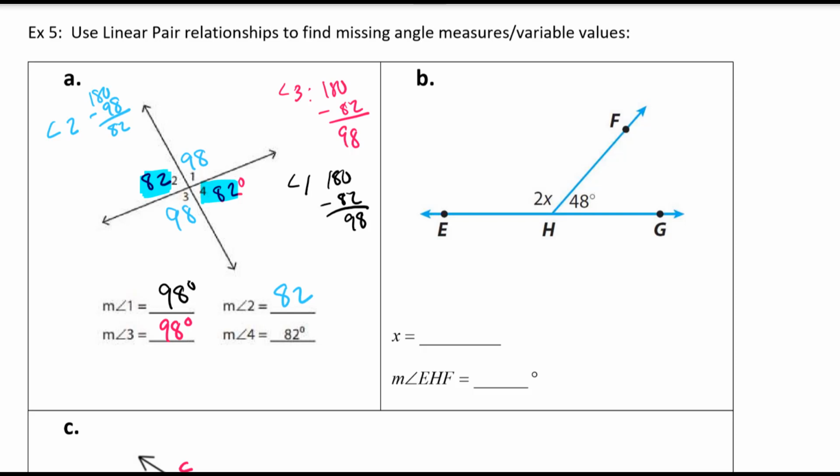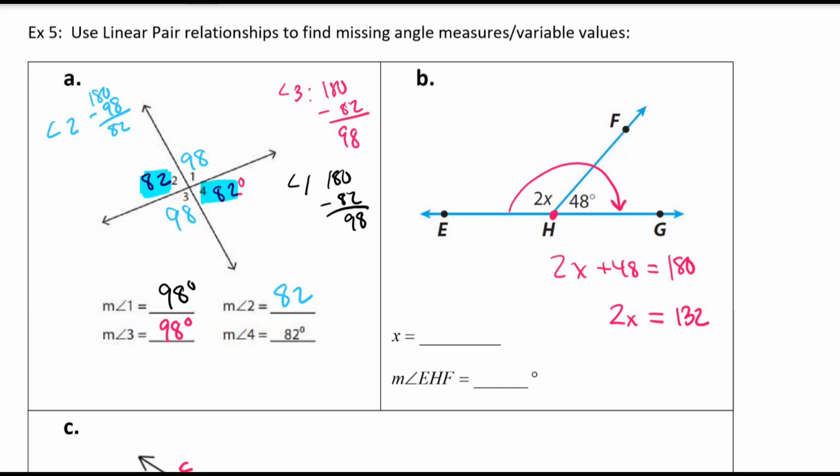Now this one's a little more straightforward because we have just two angles to work with here. So I know that the sum of both of those angles, because they share that common vertex and they're a linear pair, will give me the equation 2x plus 48 equals 180. When I do my arithmetic, I'll subtract 48 from both sides. When you do that, you will end up with 132 degrees.